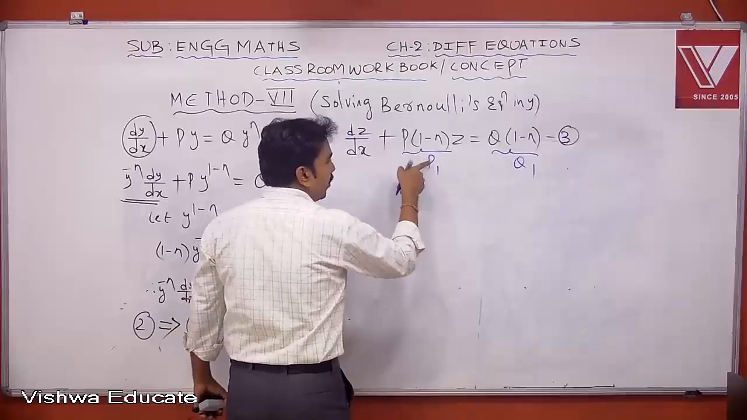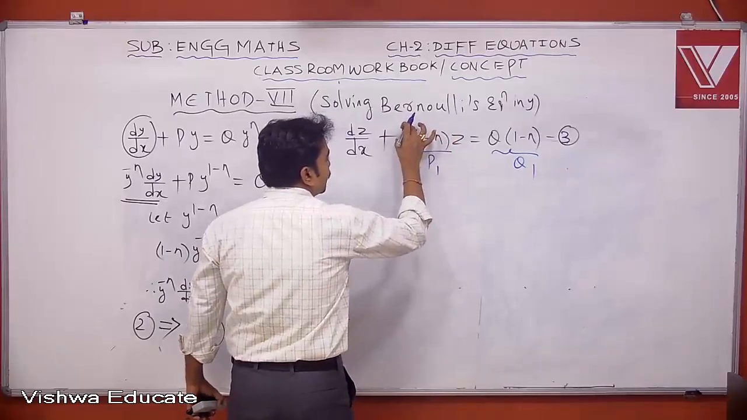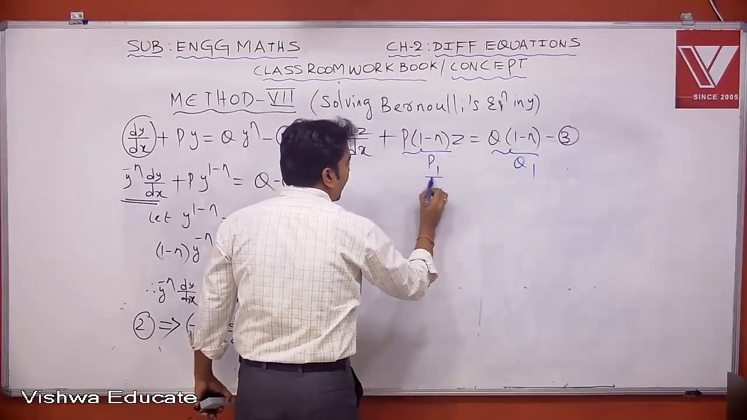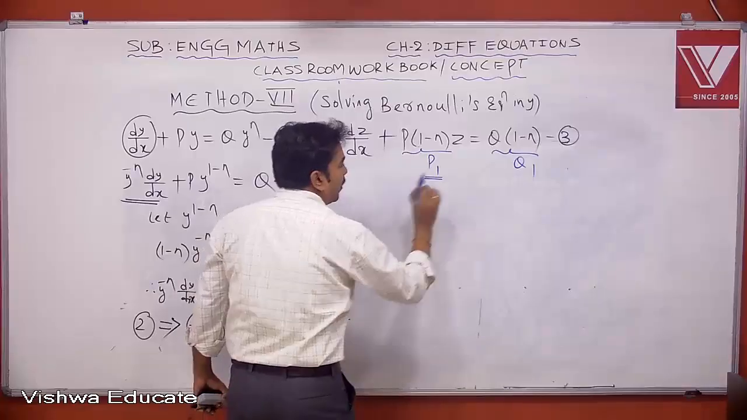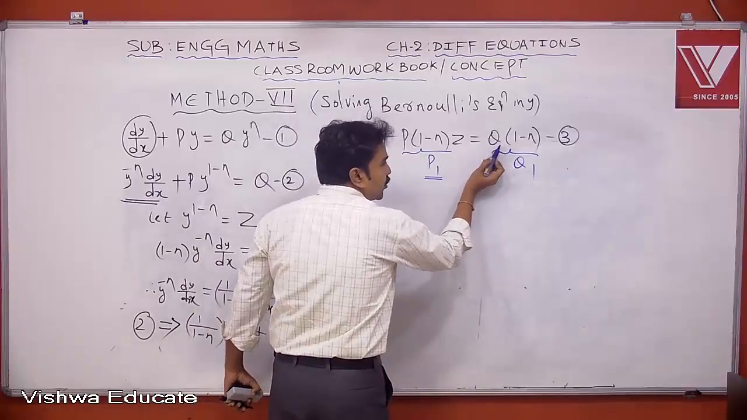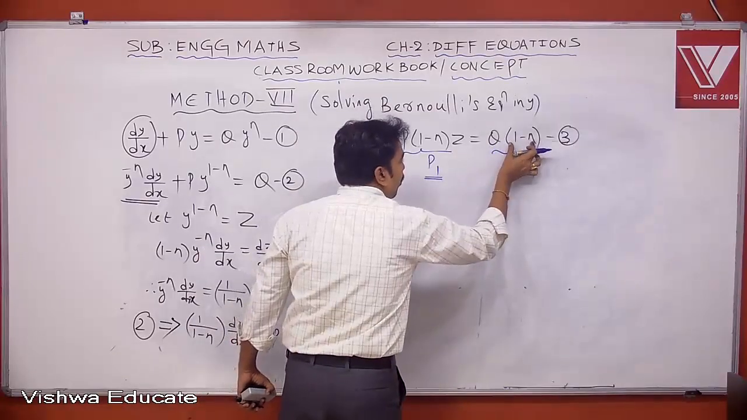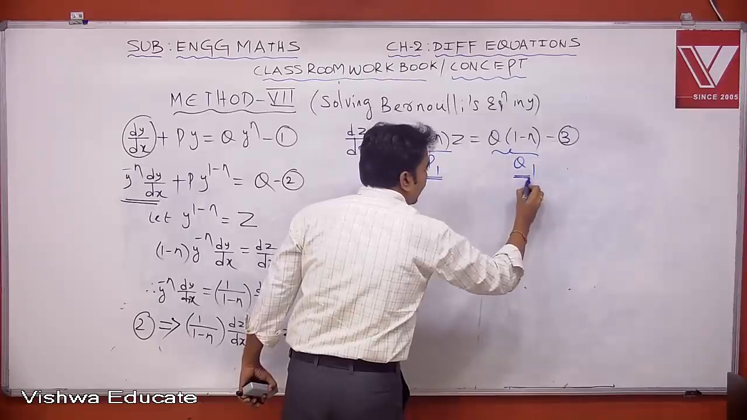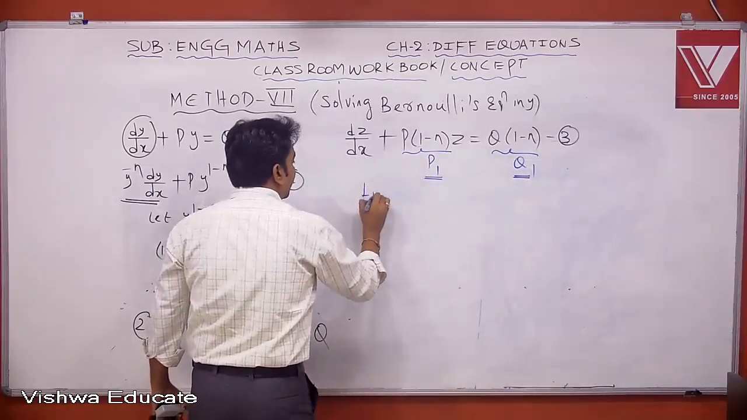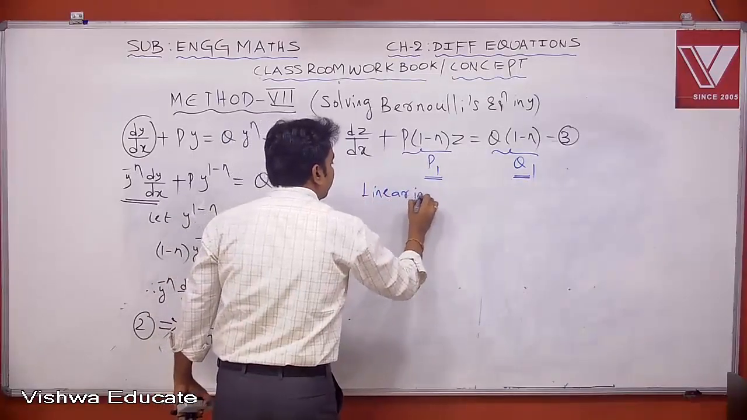Here P1 is a function of x. This is constant, this is a function of x. So, therefore, entire P1 is a function of x. Q is either a constant or a function of x, and this is anyhow constant. Therefore, Q1 is a function of x. Therefore, this is linear in z.